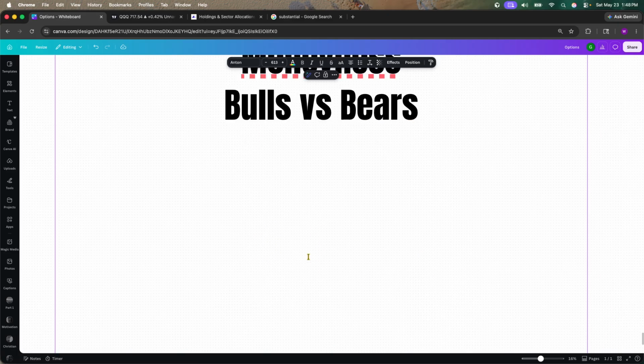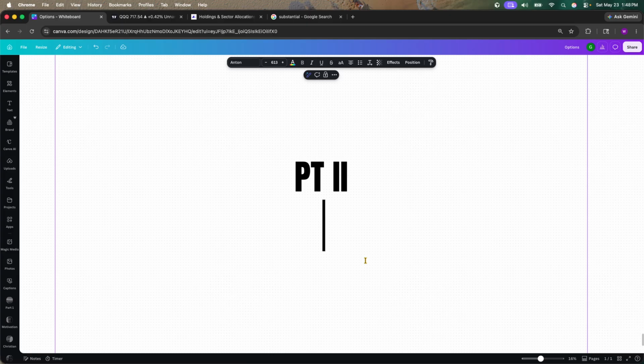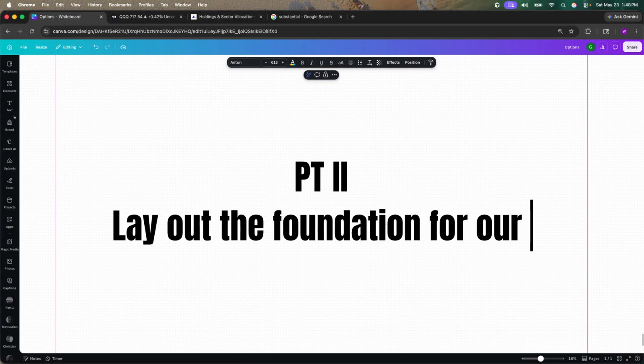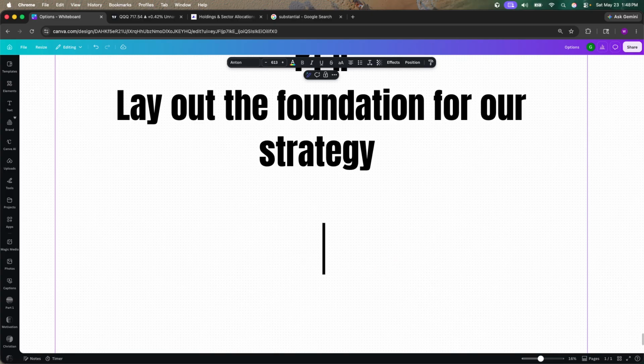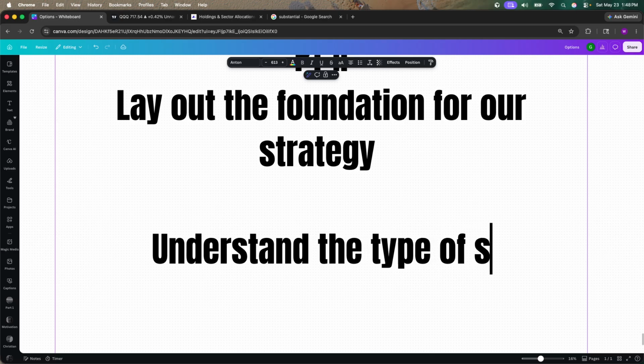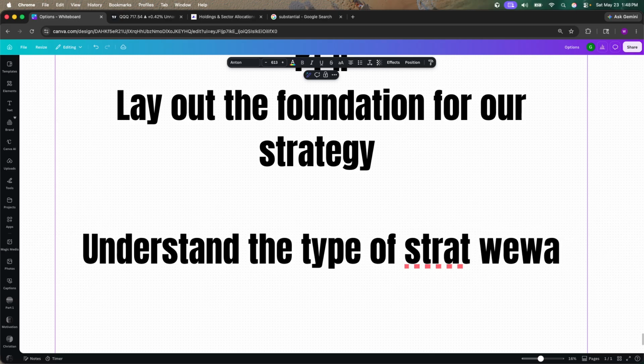In part two, we are going to be working on laying out the foundation for our strategy, and understanding the type of strat we want.